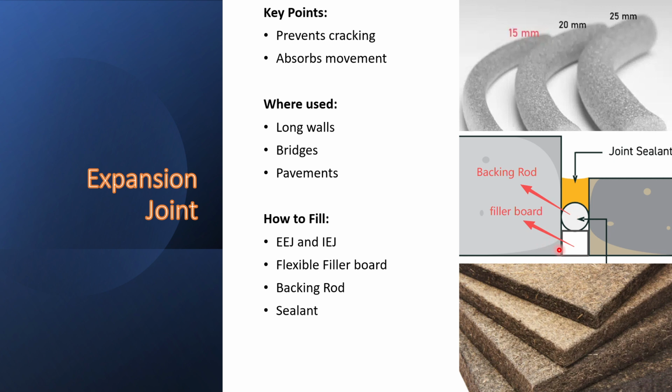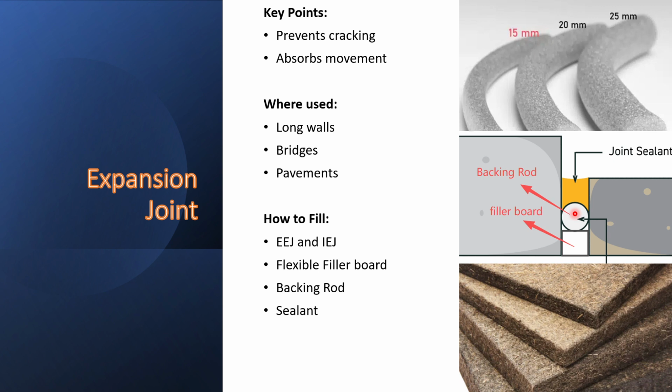You can see in the picture, this is the filler board, this is the backing rod, and the yellow color is the sealant. Backing rod pictures you can see here. These are different types of backing rod, and this is the filler board, and the picture at the bottom. So the filler board we can apply at the bottom, and then backing rod, followed by the joint sealant. Backing rod sometimes we cannot use. This depends on the gap between the filler board and the top of the expansion joint.